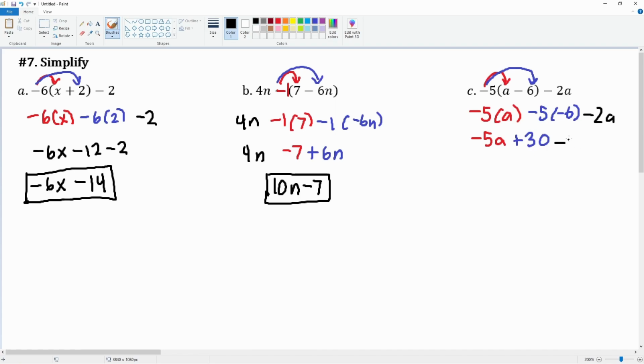Bring down that minus 2a. Minus 5a minus 2a gets you minus 7a. Or negative 5a, negative 2a gets you negative 7a. Bring down that plus 30. There you go. Okay, this equation requires us to simplify, so we had to distribute, then combine some like terms.